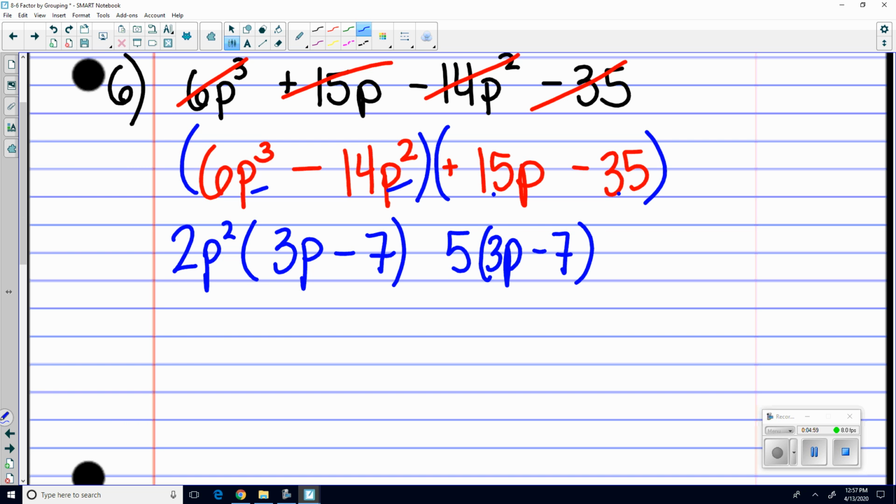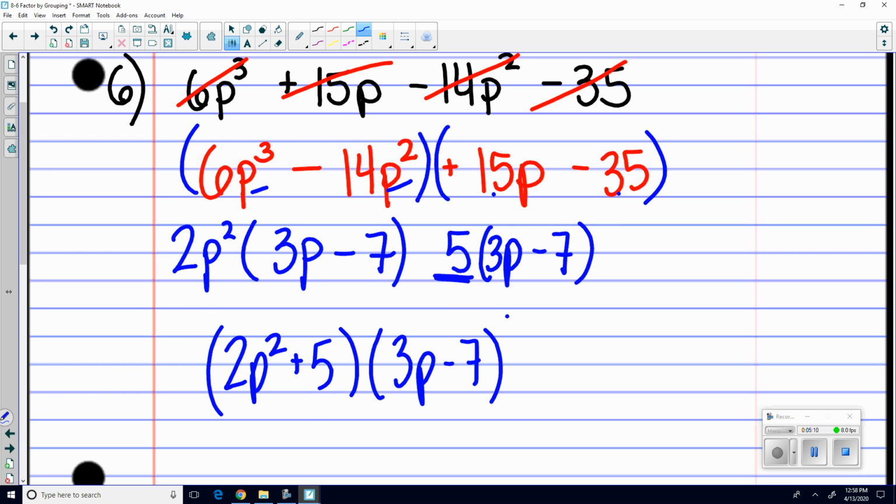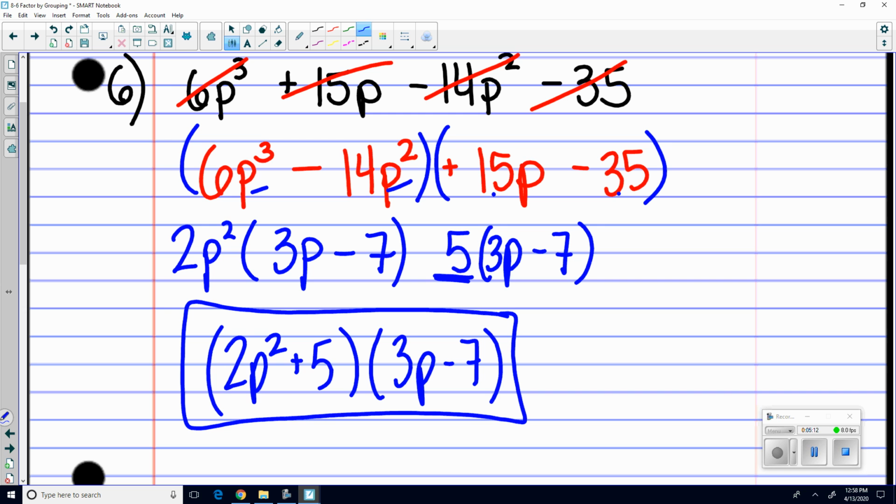Hey, they match, right? Your 2 binomials: 2p squared, this is positive, so plus 5, and 3p minus 7. That is your final answer. And to check it, box method it, and you should end up with that original problem.